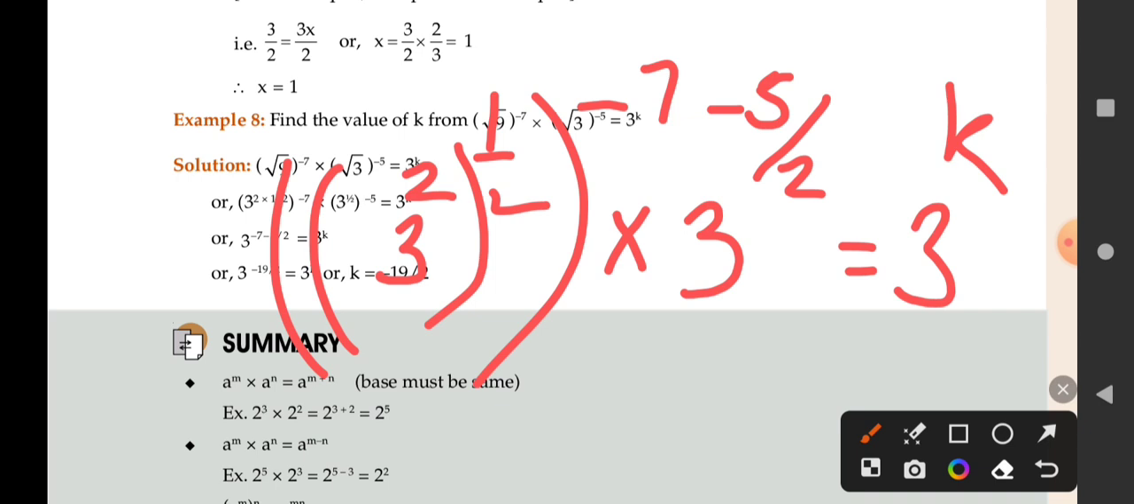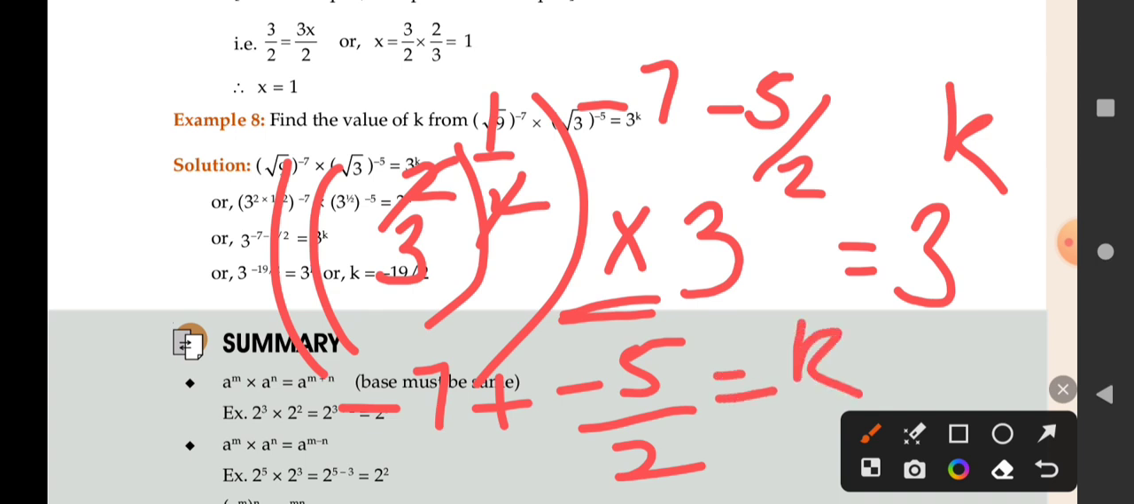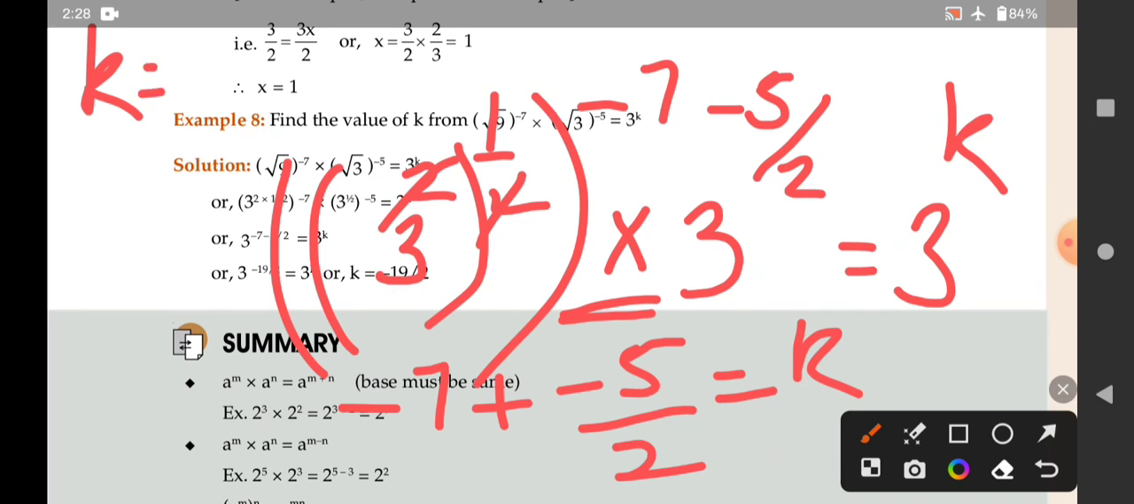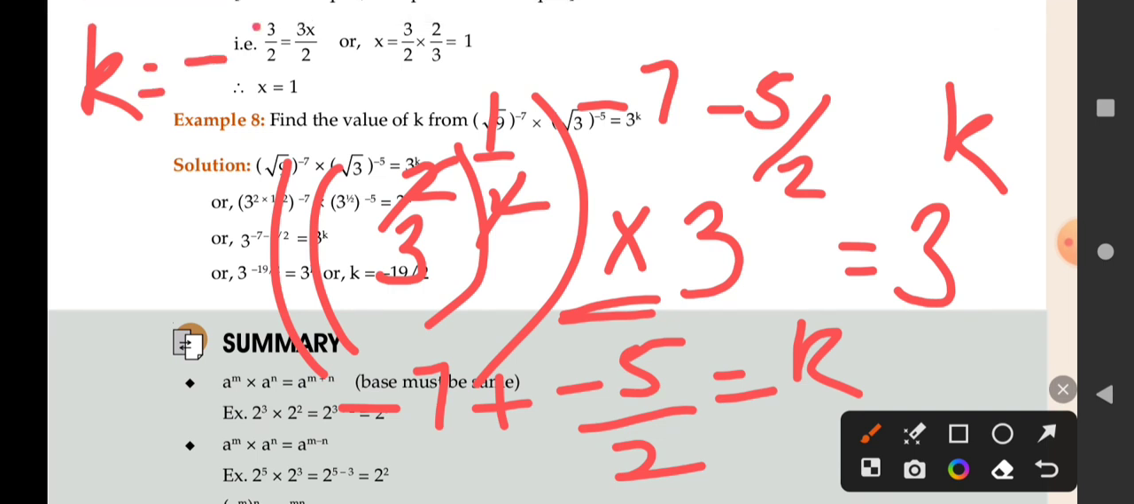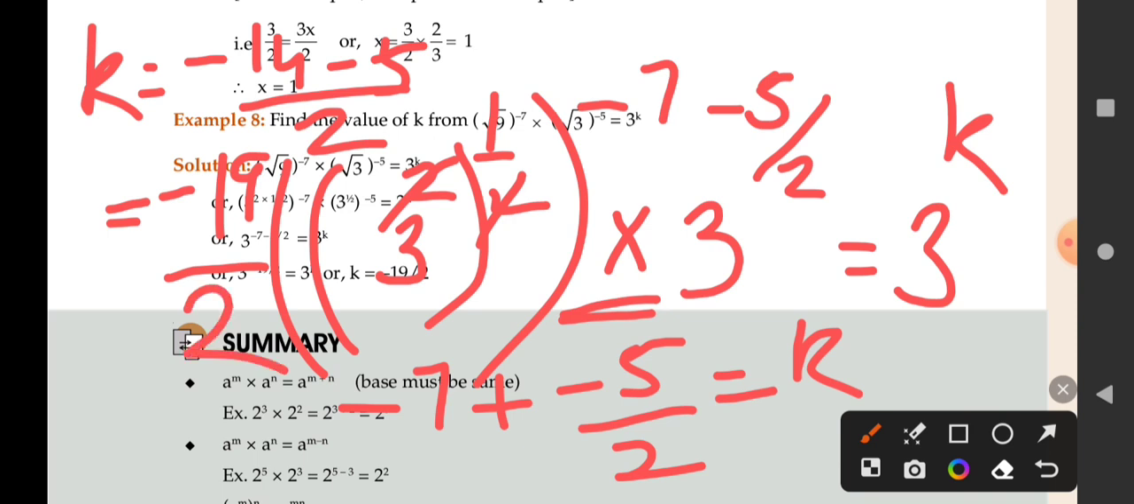We are going to multiply the powers and directly add it, since here is also multiplication. Let's equate. Here this is 2 and 2 cancel. So we have minus 7. So we have minus 7 plus minus 5 by 2 is equals to k. So we have k is equals to minus 14 minus 5 divided by 2, which is equals to minus 19 divided by 2.